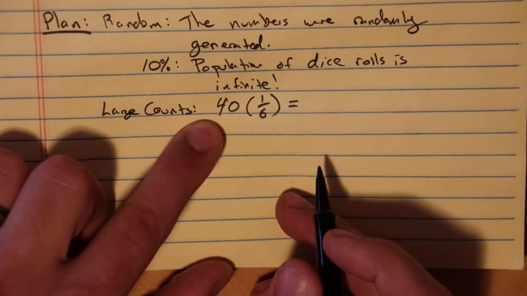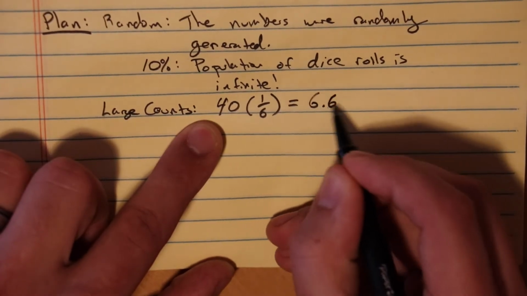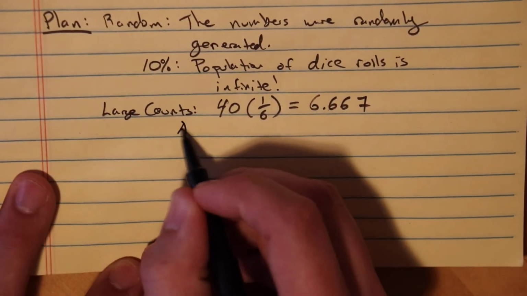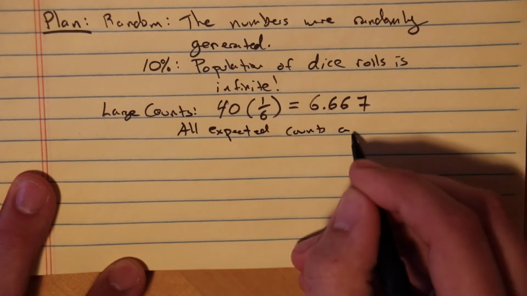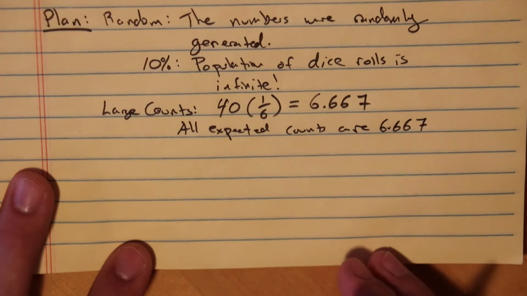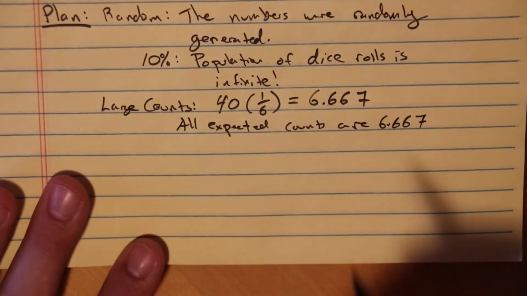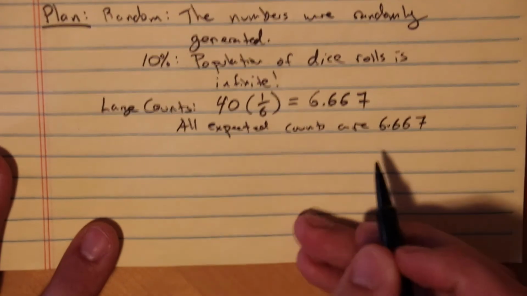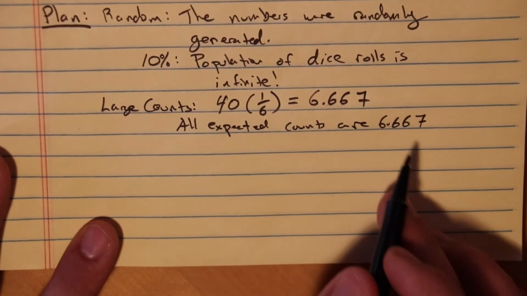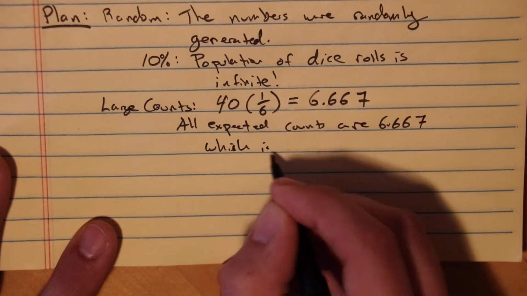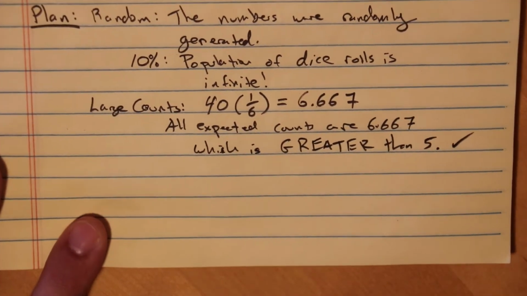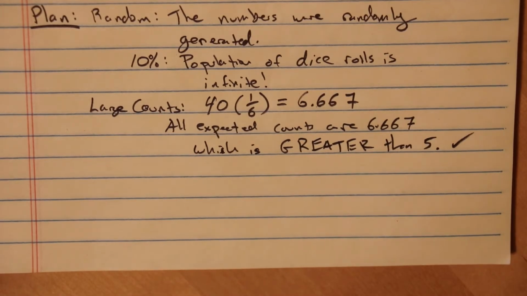And this number here is 6.667. Since all of them have this, all expected counts are 6.667. Now we haven't talked about whether that meets the condition or not, but it certainly does. With a goodness of fit test, all expected counts need to be at least 5. So in this case, all expected counts are 6.67, which is greater than 5. So we are good to go. Make sure all your expected counts are greater than 5.